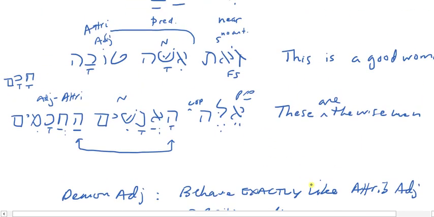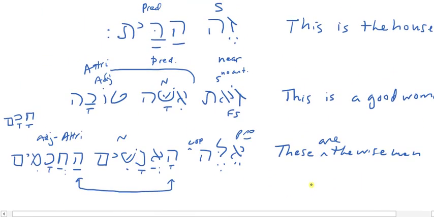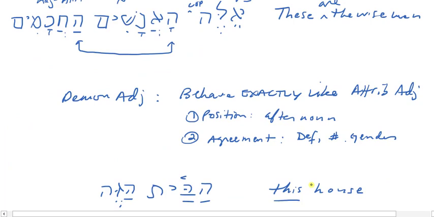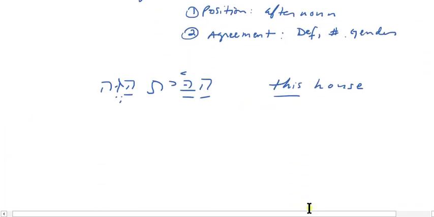Let's go back up to our second example. We said zot isha tova. This is a good woman, where this is the pronoun. This is a good woman. But what if I wanted to say this woman as an adjective? This woman. What would I have to do here? This woman, which word has to come first in Hebrew? Woman or this? Yeah, I need woman first, right?